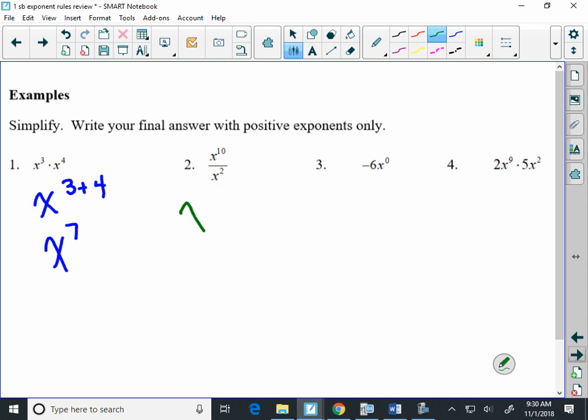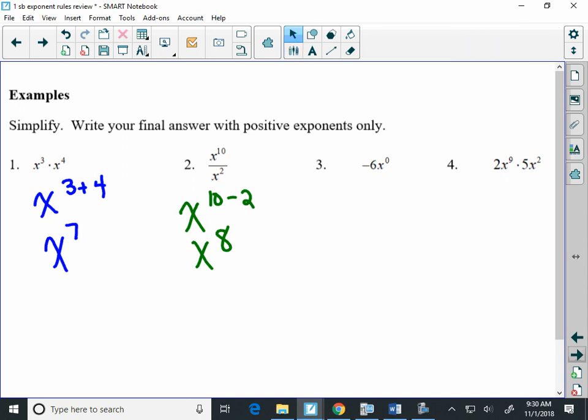So this is going to be x to the 10 minus 2. Again, no, you don't have to show that step, but if you're taking good notes here, then you probably want to write it down, so when you're looking back, you know where that came from.